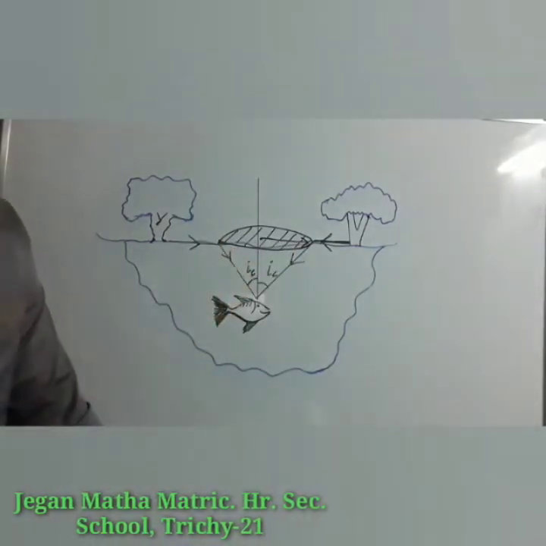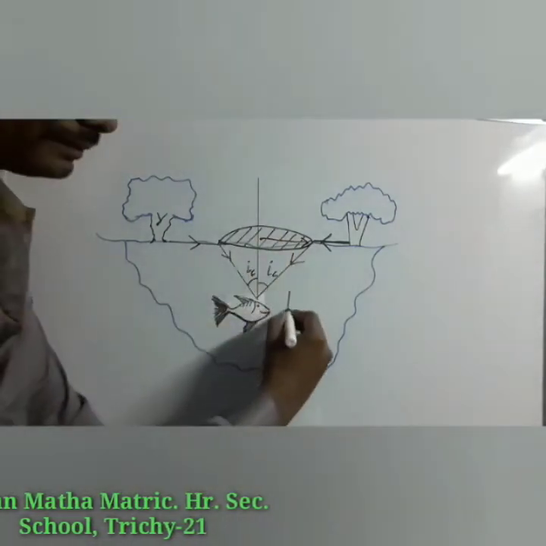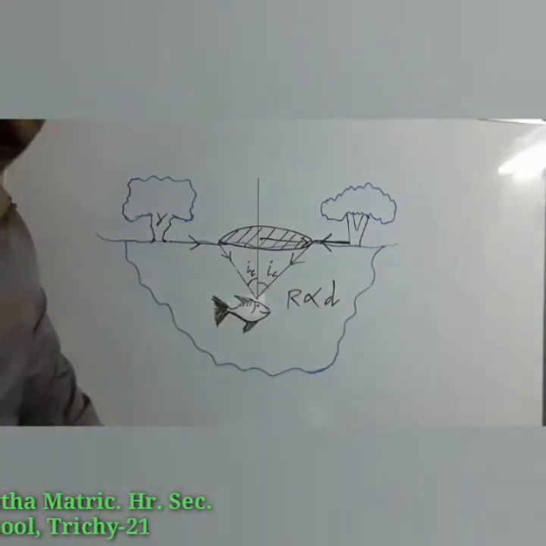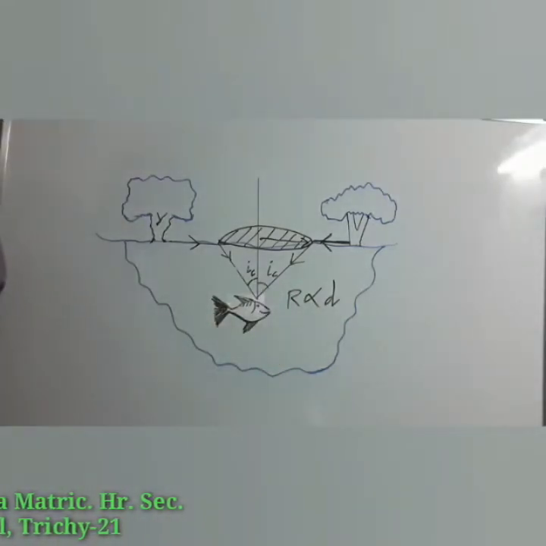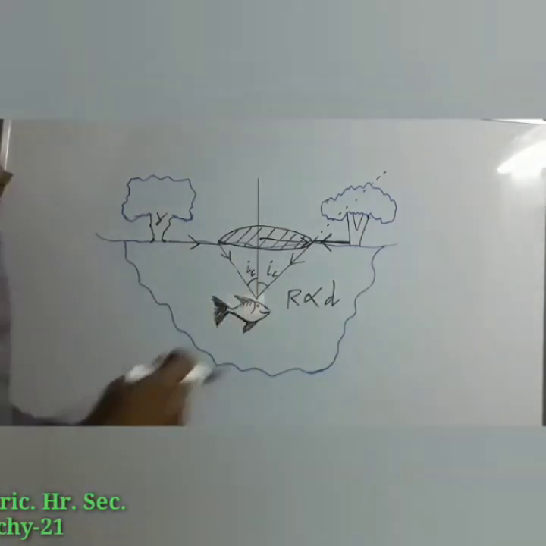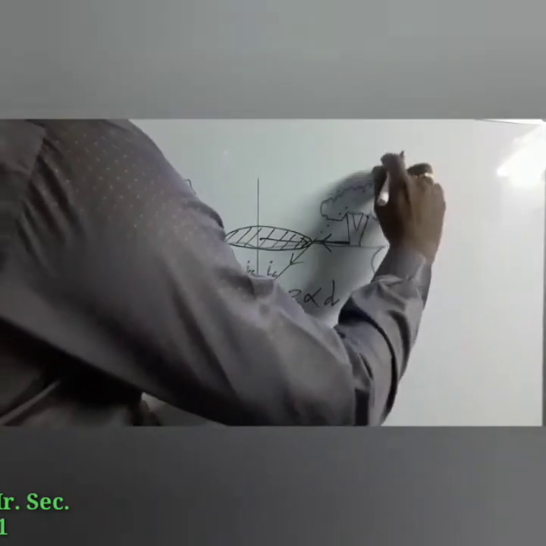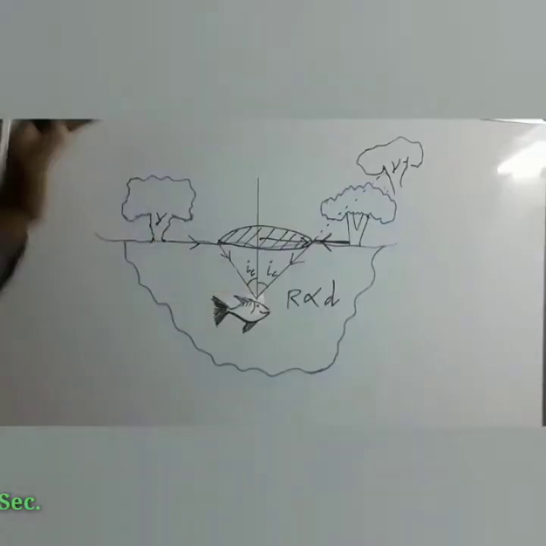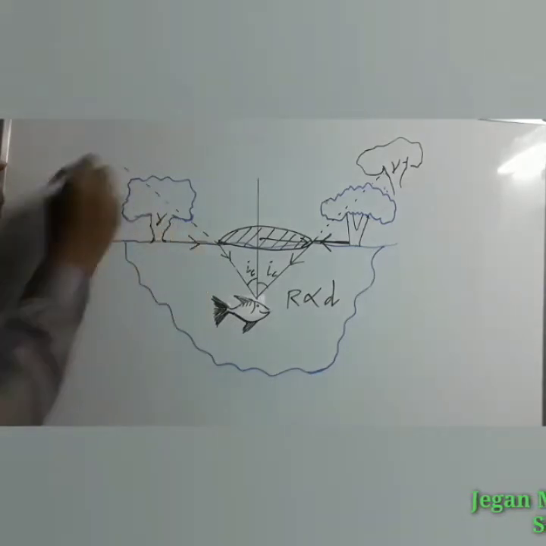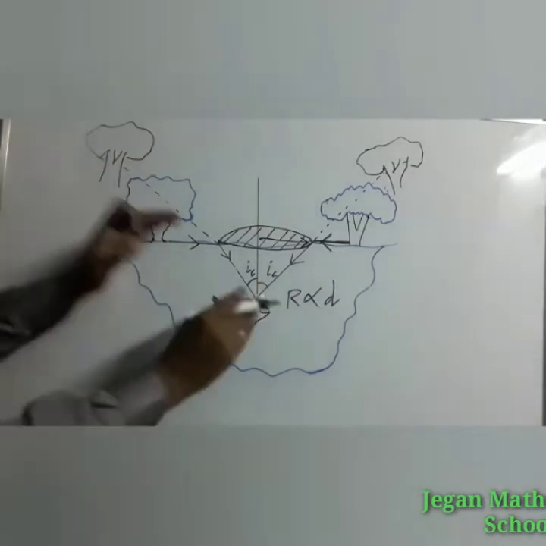The radius R of the circular area depends on the depth. So R depends on the depth of the observer and the refractive index of the media. In this case, for this fish, the object, for example a tree, seems to be present in this position. Likewise, here also this tree appears to be in this position to this fish.